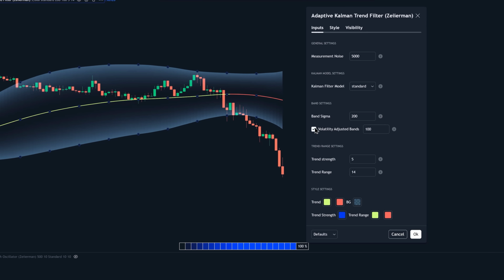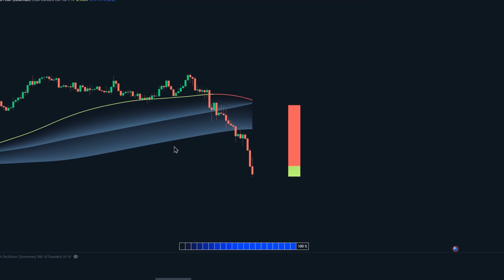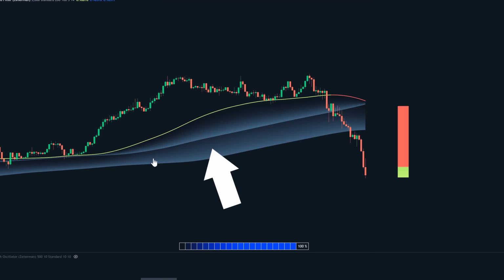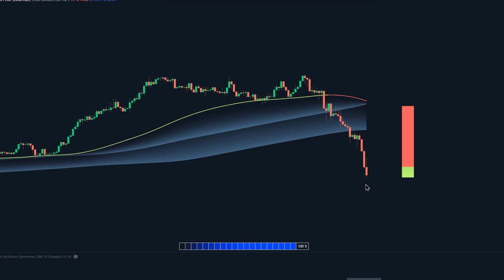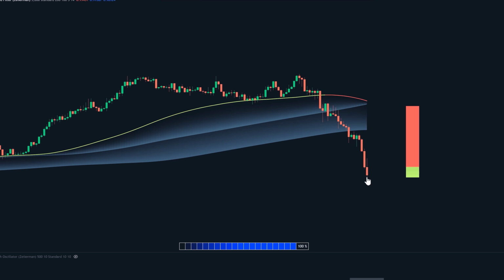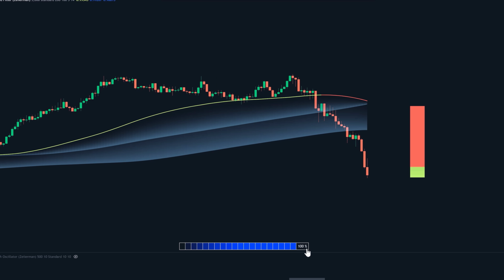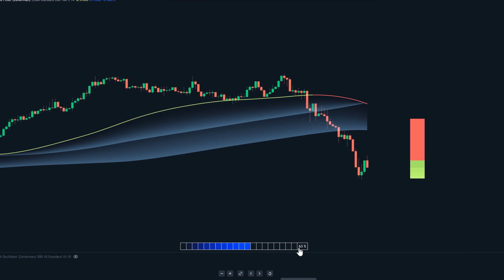Now, if we disable the volatility bands, we're going to be left with the sigma band, which is this cloud right here, and it's going to be used for identifying trends in the market. This indicator also shows the strength of the trend using this table. The trend strength table provides a visual representation of the current strength of the market as a percentage based on oscillator calculations from the Kalman filter.